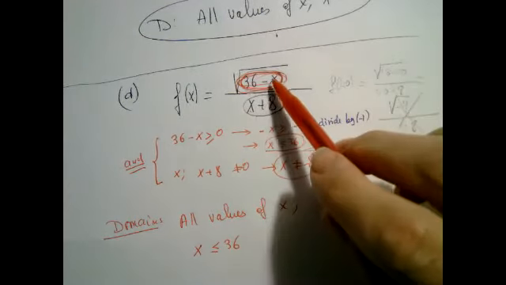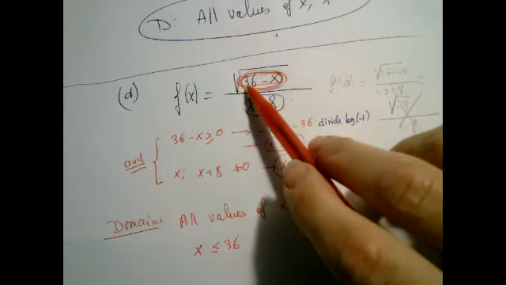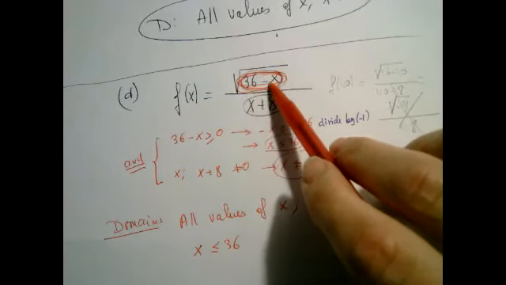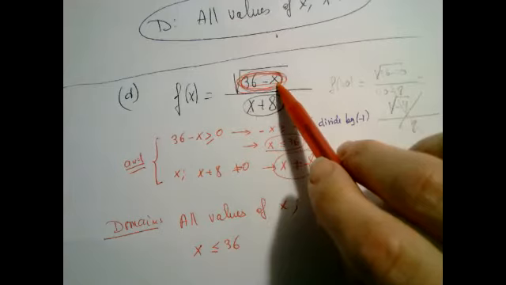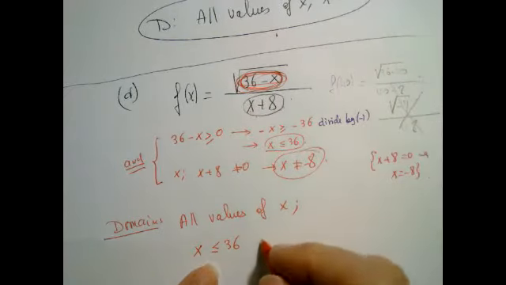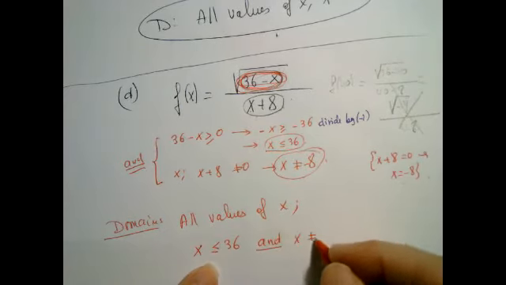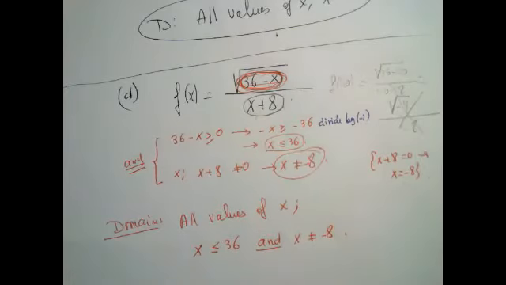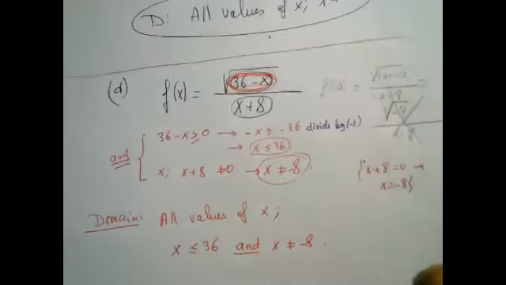So if I take x to be 37, I will have the square root of 36 minus 37, the square root of minus 1, nonsense. So I need every value such that x, and I need two conditions. I want my x to be different from -8, because -8 will make my denominator 0. So if I graph the function, it's going to be kind of a weird function.